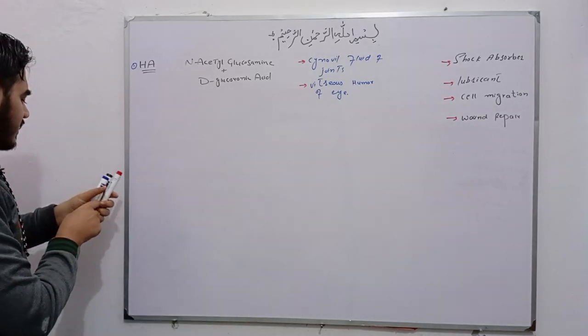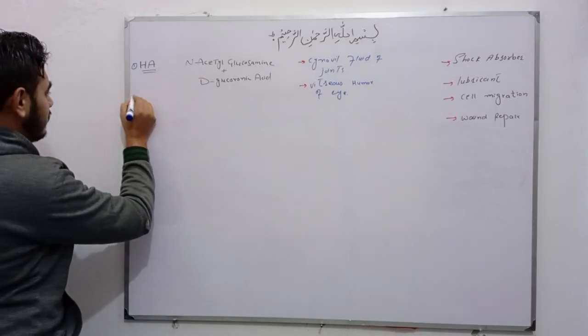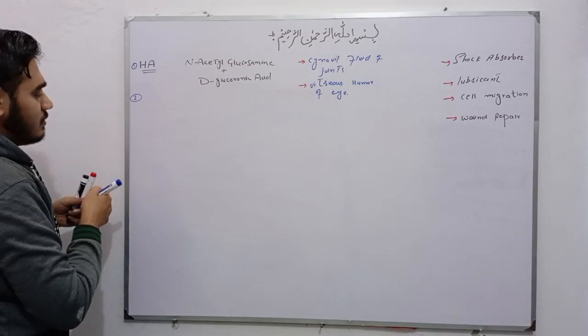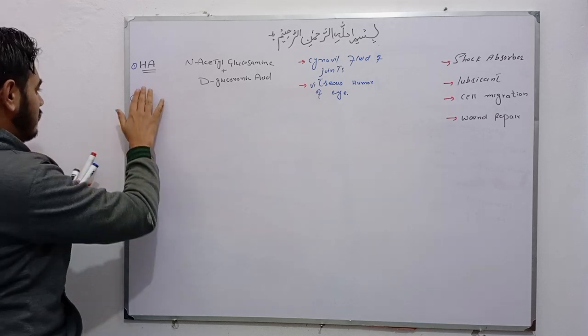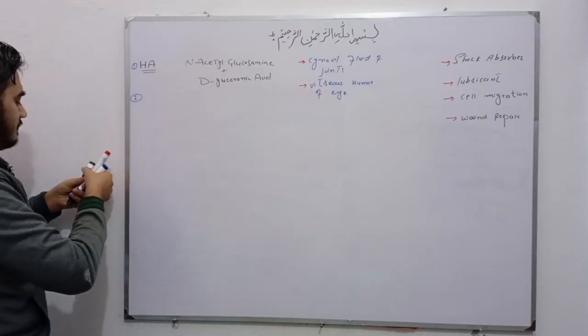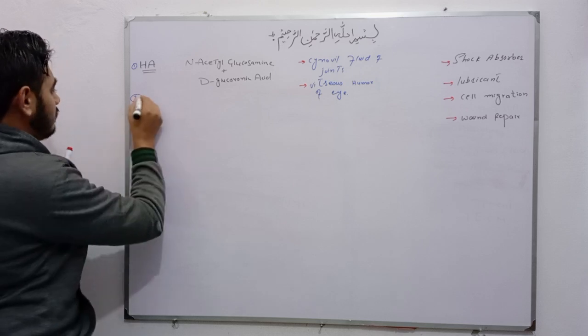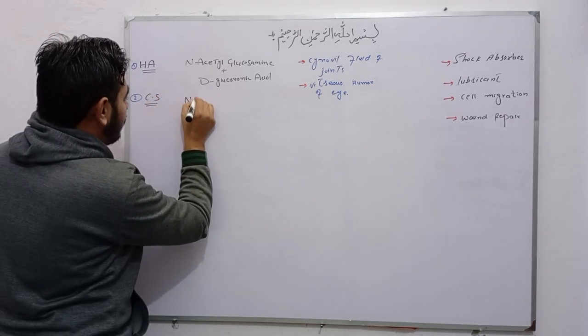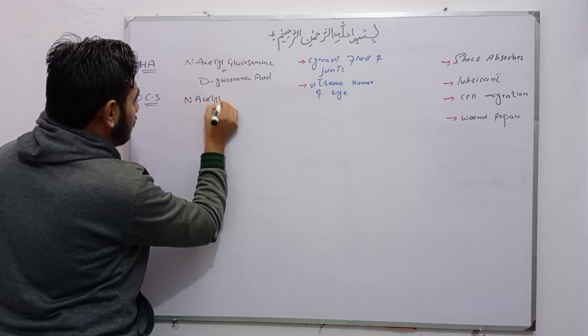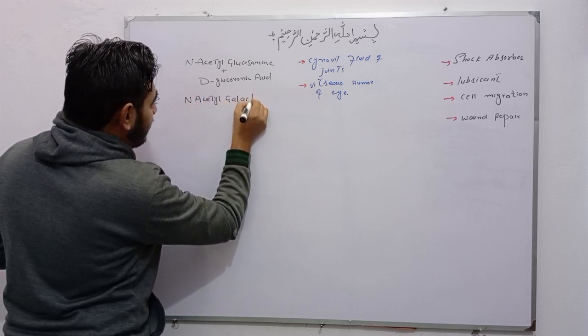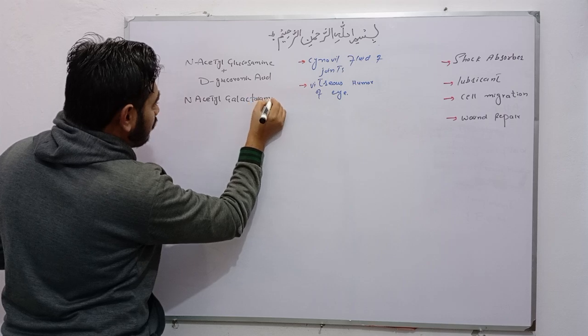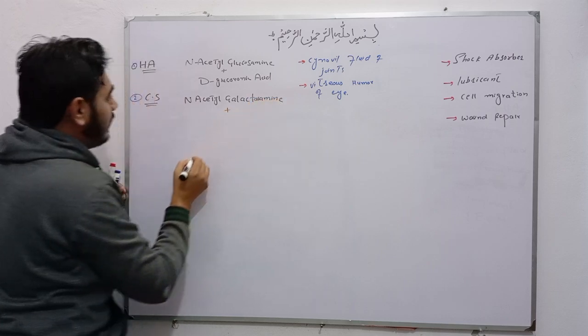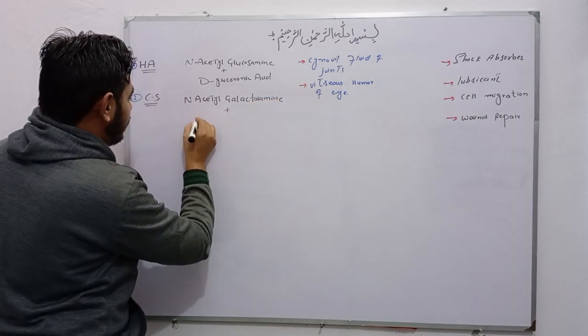Now coming toward another glycosaminoglycan, that is chondroitin sulfate. This chondroitin sulfate is made up of N-acetylgalactosamine and D-glucuronic acid.